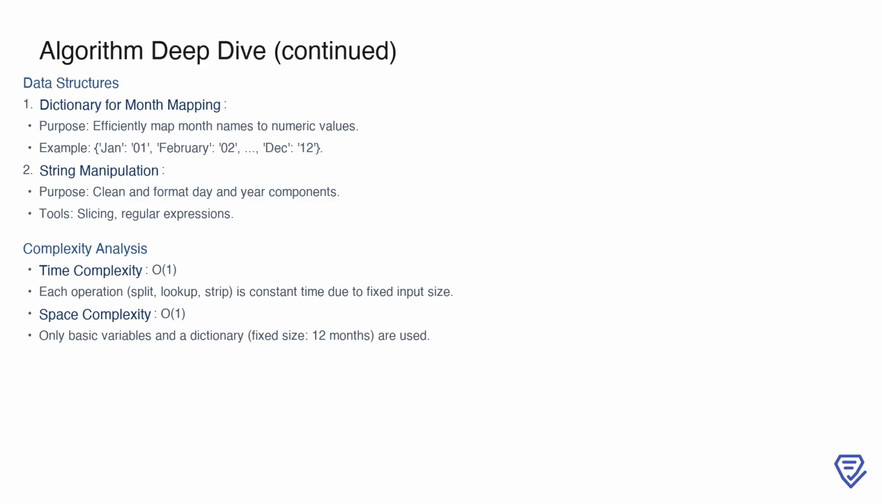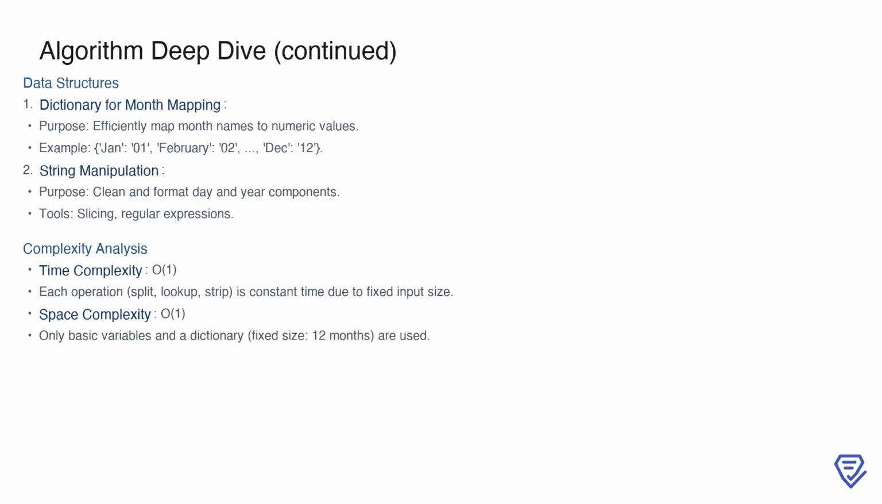To implement this algorithm, we rely on two main tools: dictionaries and string manipulation. The dictionary is used for mapping month names to their corresponding numeric values. For example, a dictionary like Jan: 01, February: 02, Dec: 12 allows quick lookups for both full and abbreviated month names. String manipulation is used to clean and format the day and year components. Techniques such as slicing or regular expressions help in removing ordinal suffixes from day values, while straightforward concatenation or formatting methods are used to assemble the final date string.